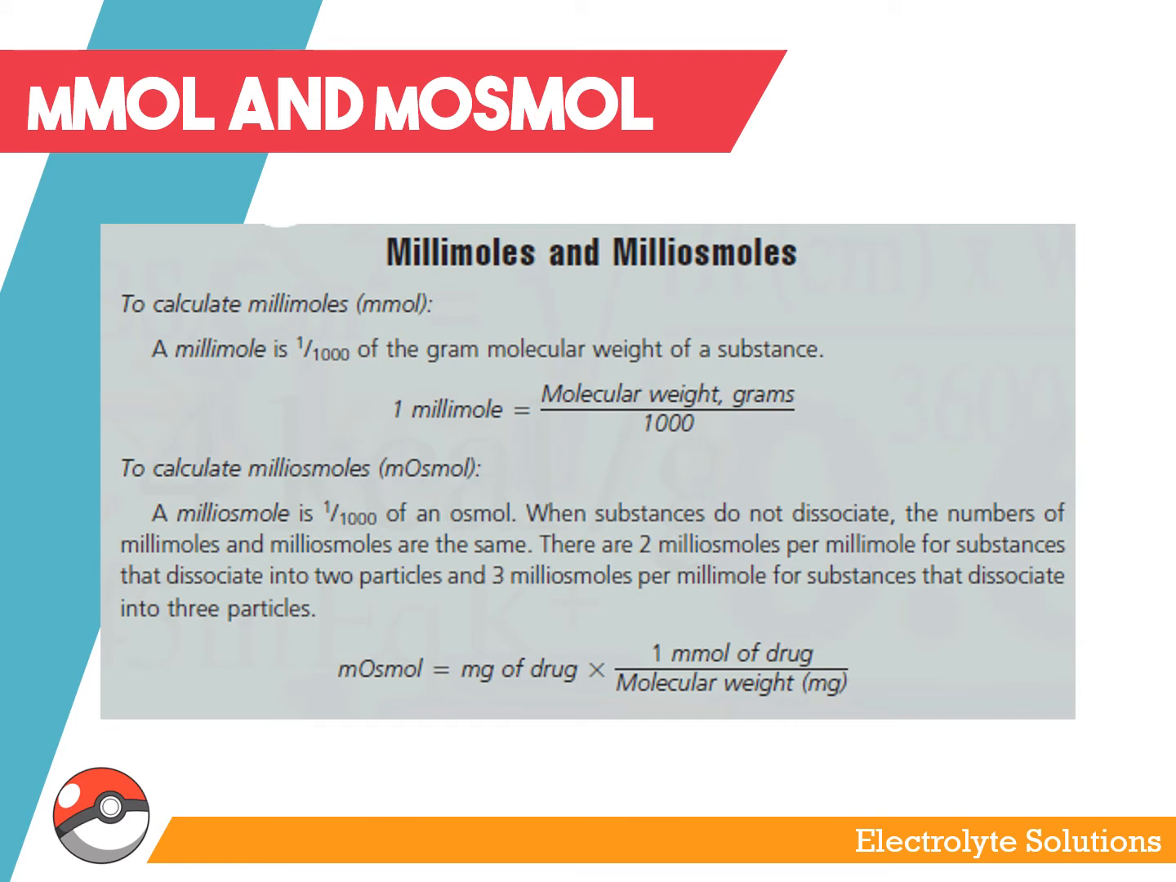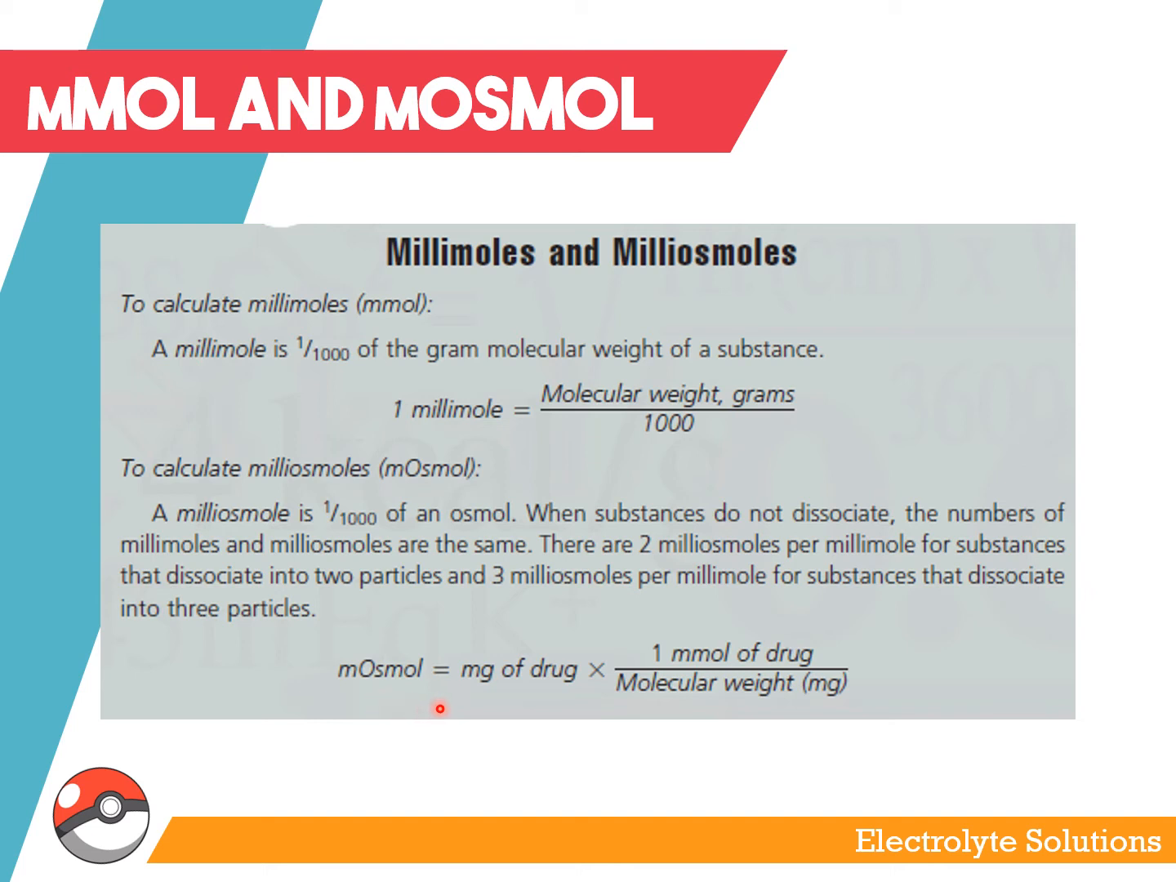So the next topic is millimoles and milliosmoles. A millimole is a thousandth of a gram molecular weight of a substance, so 1 millimole is equal to the molecular weight in grams over 1000. A milliosmole is a thousandth of an osmole. When substances do not dissociate, the numbers of millimoles and milliosmoles are the same. There are 2 milliosmoles per millimole for substances that dissociate into 2 particles, and 3 milliosmoles per millimole for substances that dissociate into 3 particles. So take note of that.